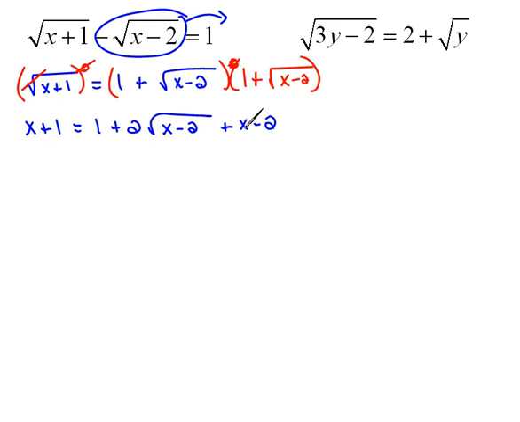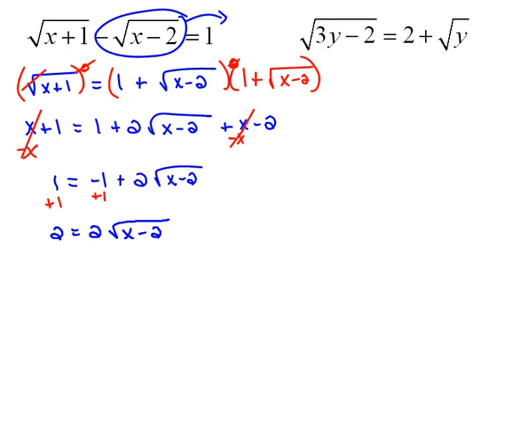So I'm going to start with my x's. If I subtract x from both sides, that'll get rid of it here. And, well, it'll get rid of it here too, won't it? Because x minus x is nothing. I'm also going to rewrite this now. So now I have 1 equals, I can combine the 1 and the negative 2. That would be a negative 1 plus 2 square roots of x minus 2. And now let's add 1 to both sides so that we have 2 equals 2 radical x minus 2.